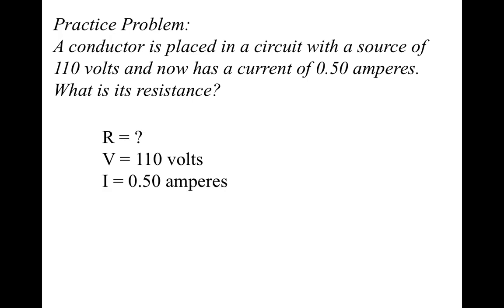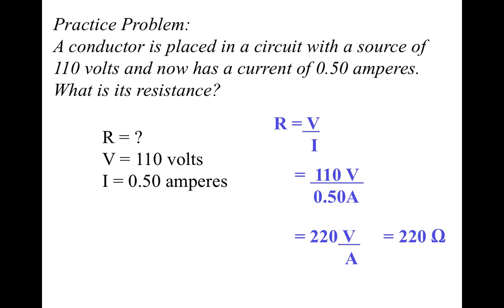Here's our given information. Find an equation. We're using this new one, R equals V over I. Substitute, and you get an answer of 220 volts per amp, or 220 ohms.